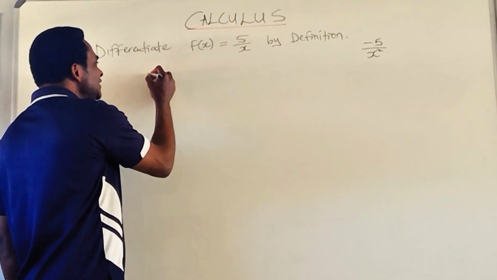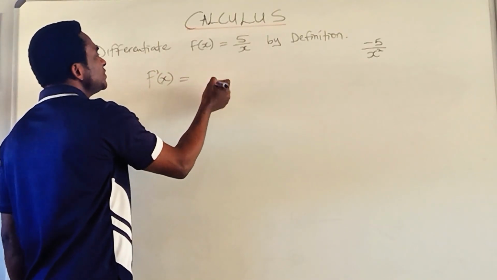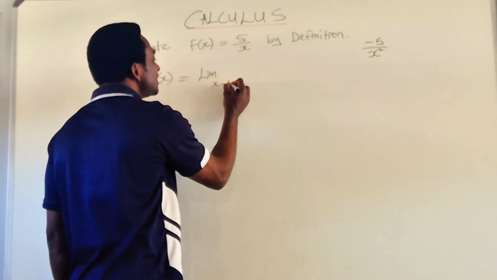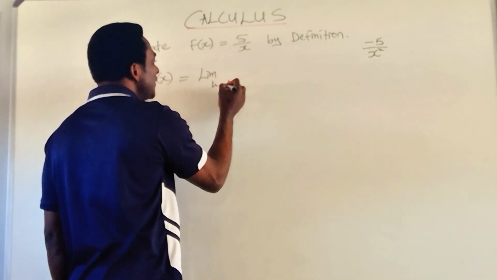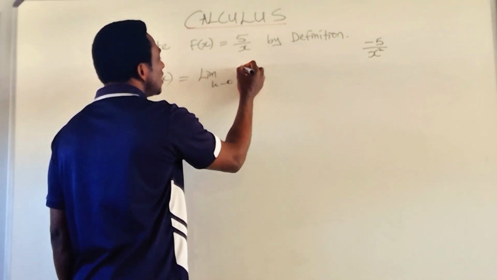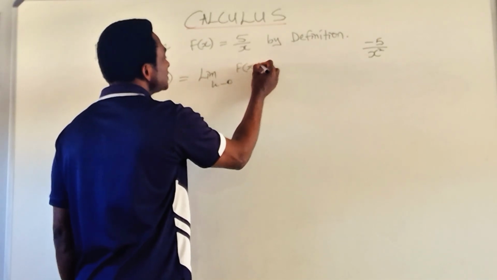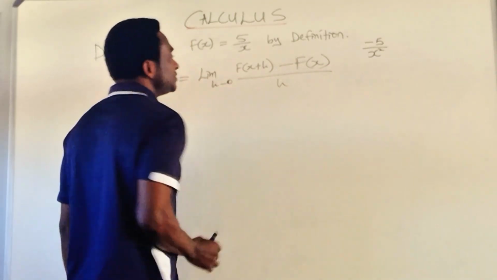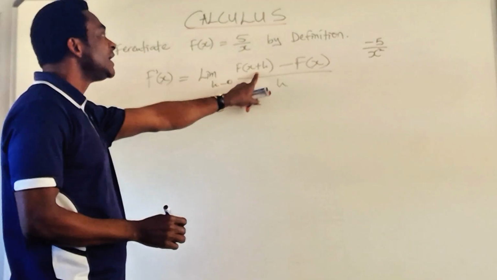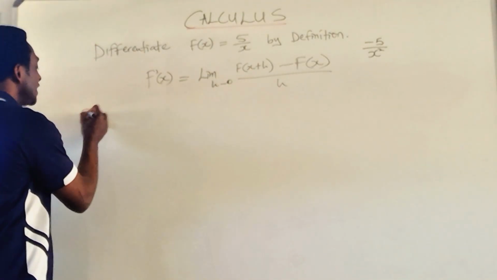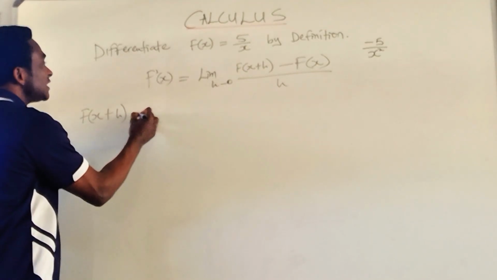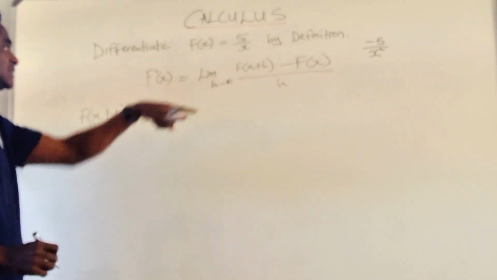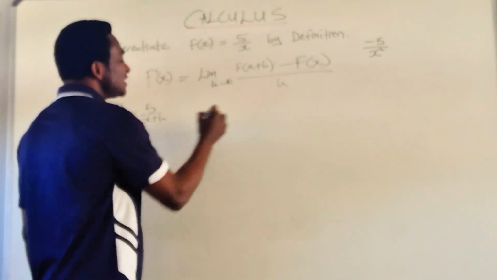The first derivative of this function using the first principle says that it is the limit, as h tends to 0, of f of x plus h minus f of x, divided by h. So what we don't have here is our f of x plus h. So we go to that and get our f of x plus h by replacing our x with x plus h. Now let's sub it into the function to get the first derivative.